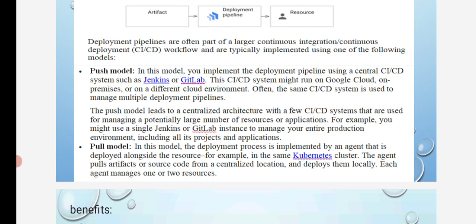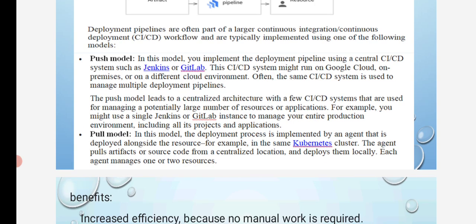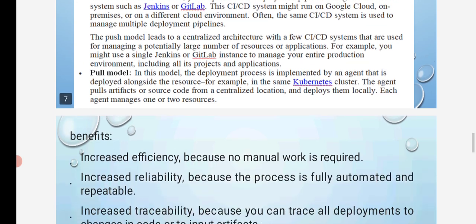Then the pull model. In this model, the deployment process is implemented by an agent that is deployed alongside the resource, for example in the same Kubernetes cluster. The agent pulls artifacts or source code from a centralized location and deploys them locally. Each agent manages one or two resources.